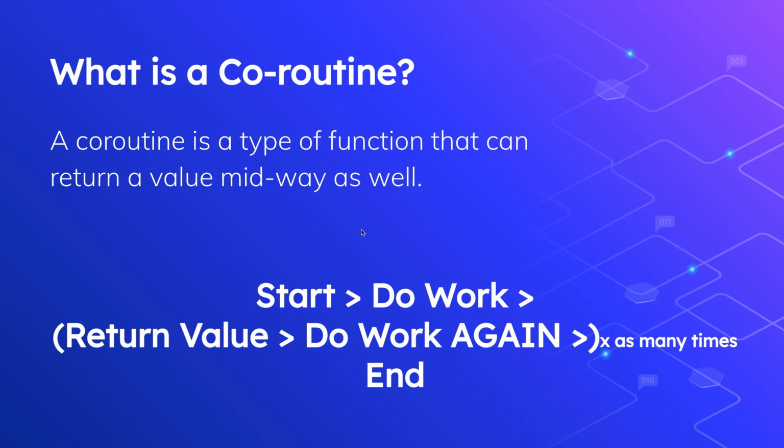So to sum it up, a coroutine can do work, return a value, and then keep continuing doing the work, while a function cannot do any work after it returns a value. So coroutines are a bit tricky to understand, but you'll learn more about them as you develop your own applications and games. If you have any more queries or would like to know more real-life examples where coroutines can be used, do leave a comment below.